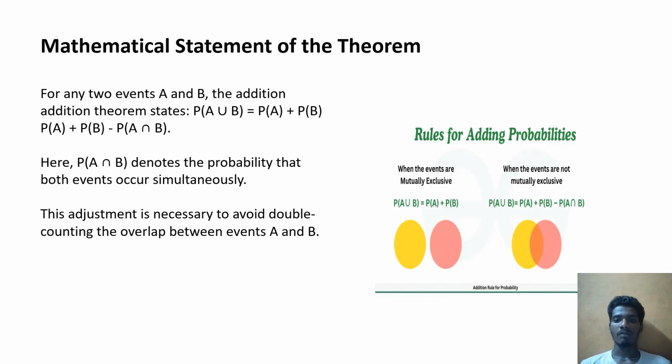Rules for addition of probability. When the events are mutually exclusive, P of A union B is equal to P of A plus P of B. When the events are not mutually exclusive, P of A union B is equal to P of A plus P of B minus P of A intersection B. These are the two rules of addition of probabilities.